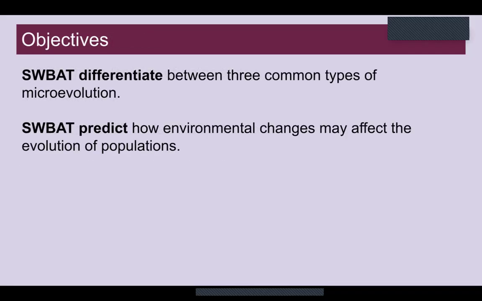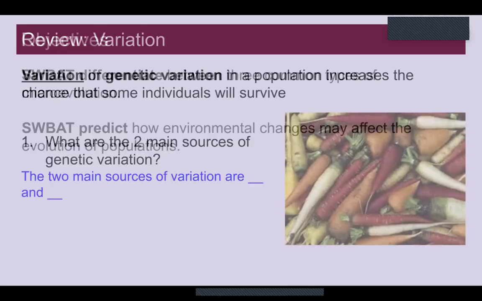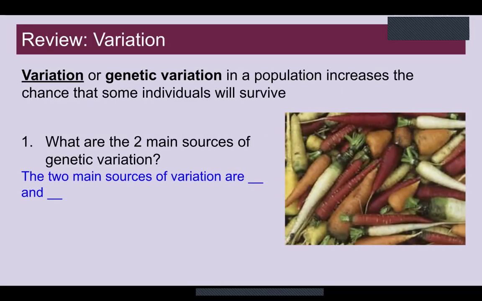Today, you're going to be able to differentiate between 3 common types of microevolution and predict how environmental changes may affect the evolution of populations. Genetic variation in a population increases the chance that some individuals will survive. So we're going to look at how that variation does that today. And I want you to think, what are the 2 main sources of genetic variation?